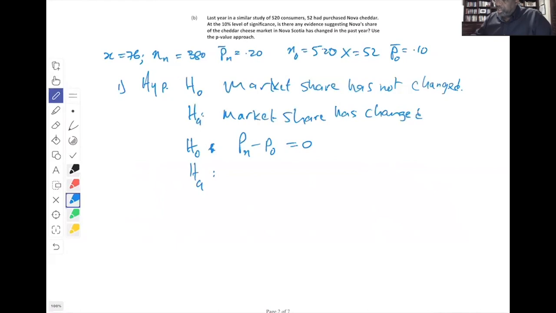But if there's been a change, the new proportion is now different from the old proportion, so they're not the same, right? In which case, what I need to do is to write Pn minus Po is not equal to zero. So that's the first step, hypotheses.